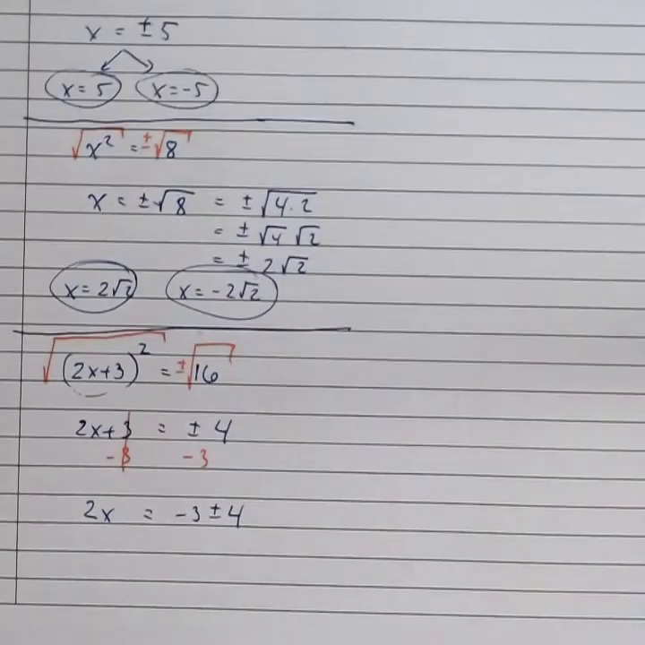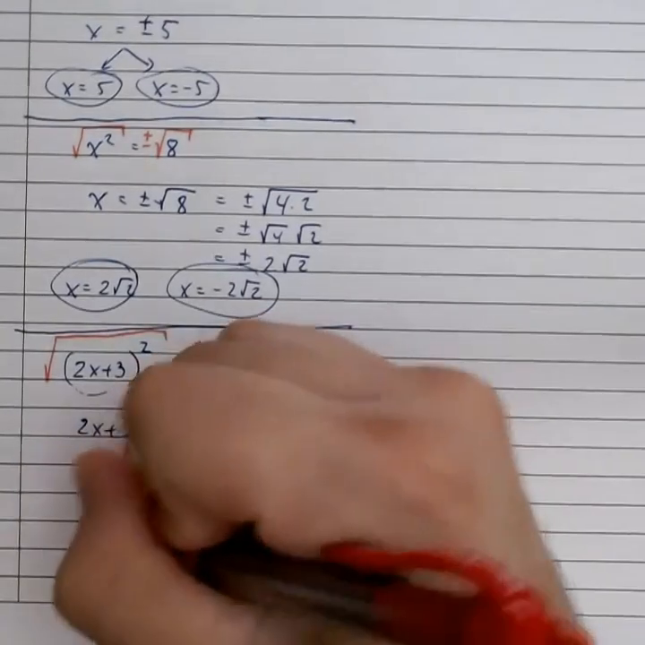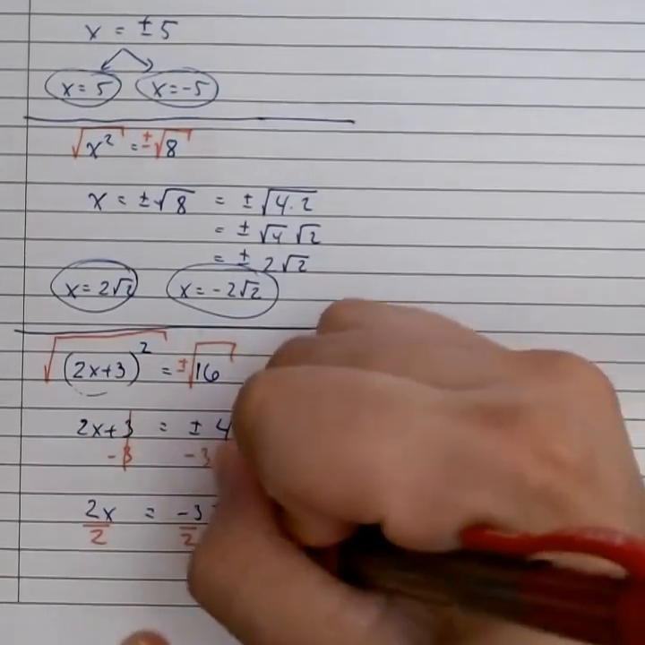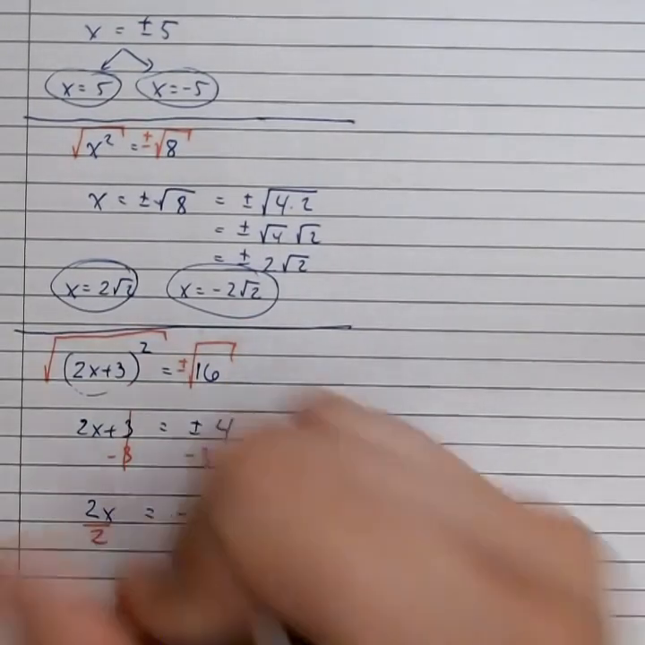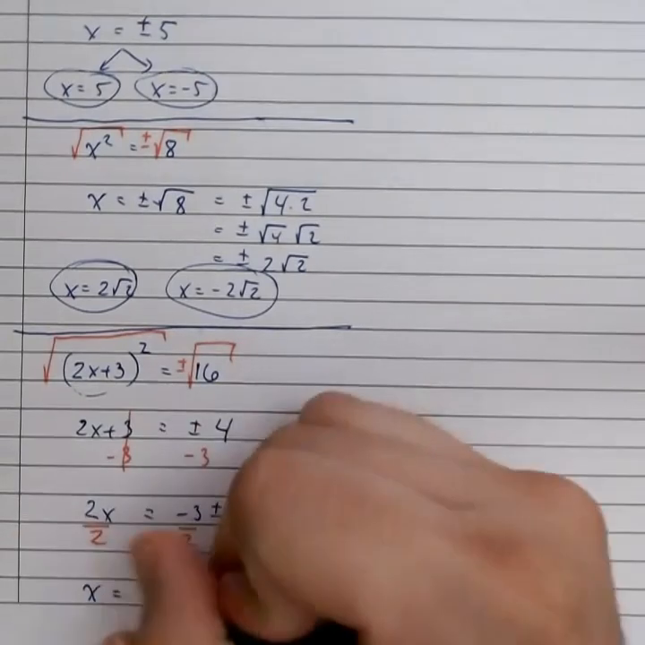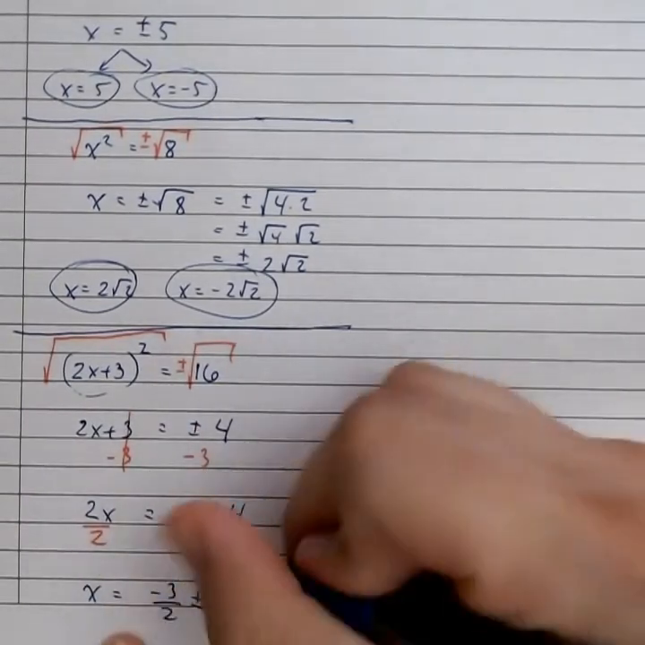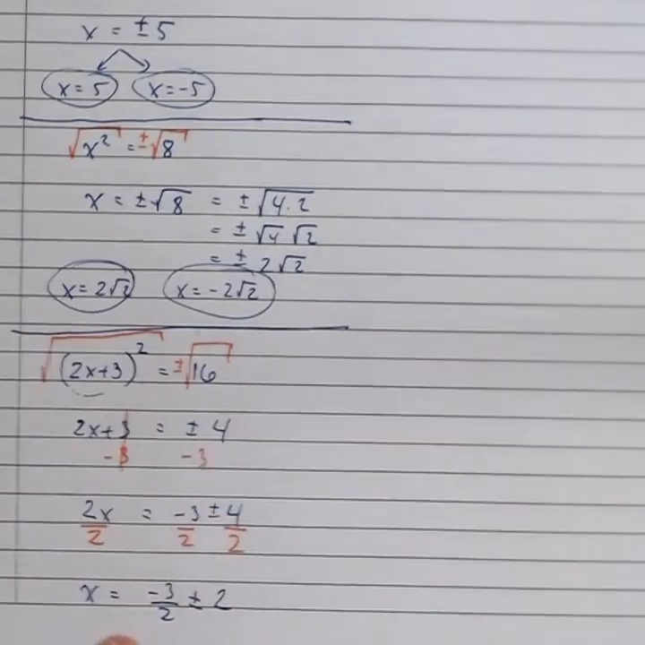And finally, we're going to divide everything by 2. Whenever you divide on one side by 2, you've got to do the same thing on the other side. We're going to divide everything by 2. And so this gives us x is equal to negative 3 halves plus or minus 4 divided by 2, which is just the number 2. And I get my result.